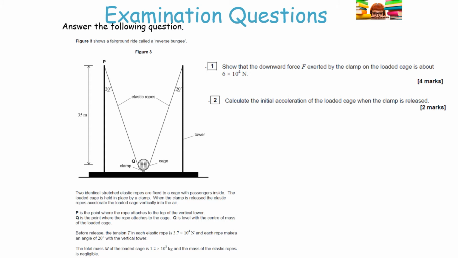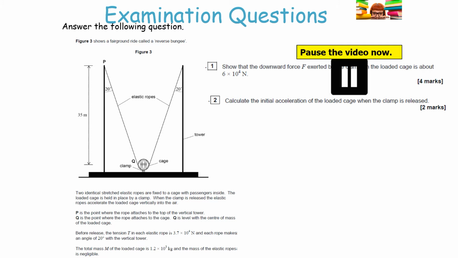Before release, the tension T in each elastic rope is 3.7 times 10 to the 4 newtons, and each rope makes an angle of 20 degrees with the vertical tower. The total mass of the loaded cage is 1.2 times 10 to the 3 kilograms, and the mass of the elastic ropes is negligible. So, show the downward force F exerted by the clamp on the loaded cage is about 6 times 10 to the 4 newtons, then calculate the initial acceleration of the loaded cage when the clamp is released. So pause the video now, and then unpause the video when you want to go through the answer.